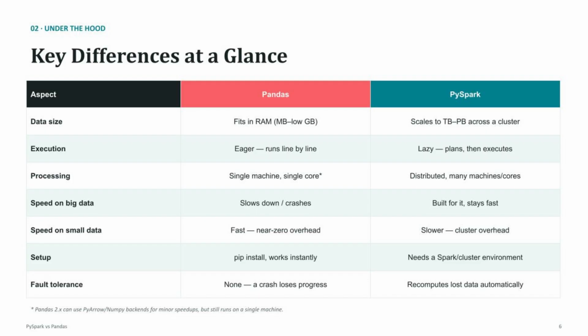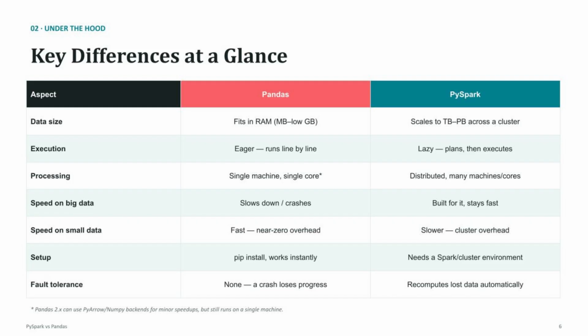On big data, Pandas slows down or crashes, while Spark is built exactly for that scenario and stays fast. But flip it around: on small data, Pandas is actually faster because PySpark has cluster and planning overhead that just isn't worth paying for a small file. Setup is another big one. Pandas is a pip install away and works instantly. PySpark needs a proper environment, Java installed, and ideally an actual Spark or cluster setup.